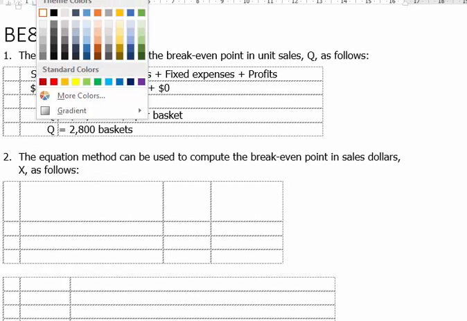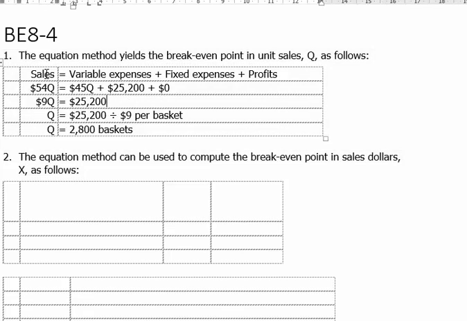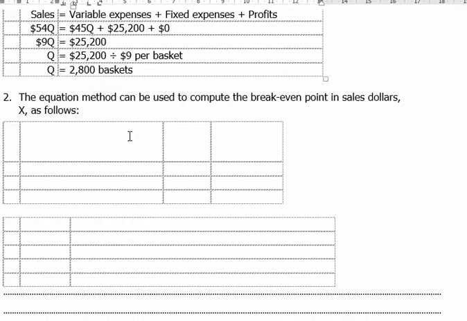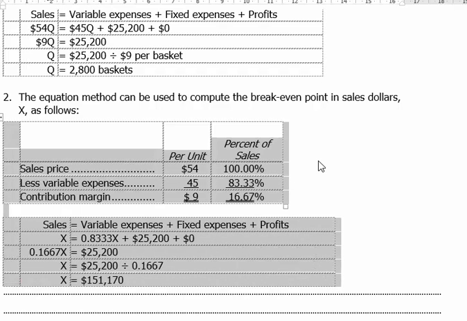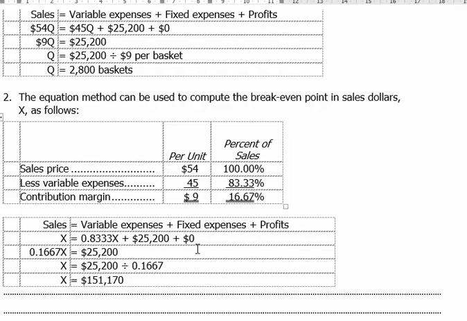Now, as I mentioned, the equation method is really just a bit of math, and I'm not going to waste time doing that. I will simply show you the answer here, and you can solve the equation on your own if this is the way that you like to operate. Requirement number 2, break-even point in sales dollars using the equation method and the contribution margin ratio. Okay, same deal. Again, solving for X, fair enough.